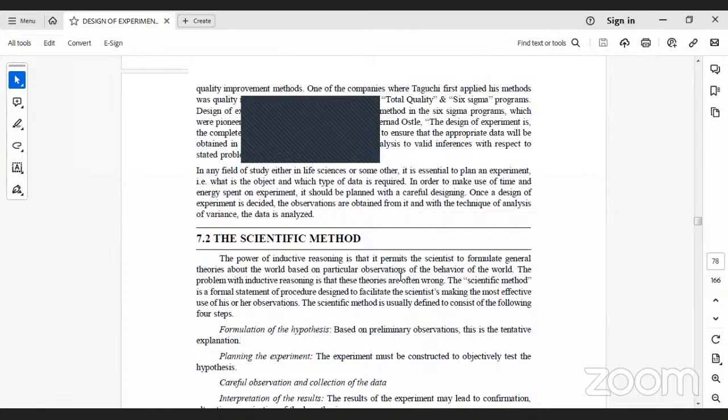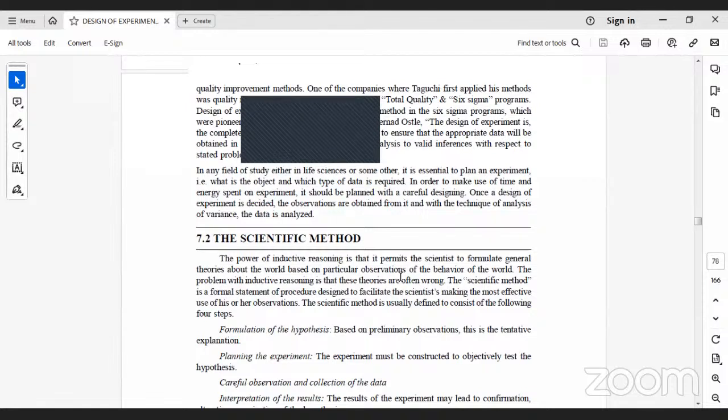The power of inductive reasoning is that it permits scientists to formulate general theories about the world based on particular observations of the behavior of the world. The problem with inductive reasoning is that the theories are often wrong. The scientific method is a formal statement of design, facilitating the scientist in making the most effective use of the observations. The scientific method is usually defined as consisting of the following four steps.